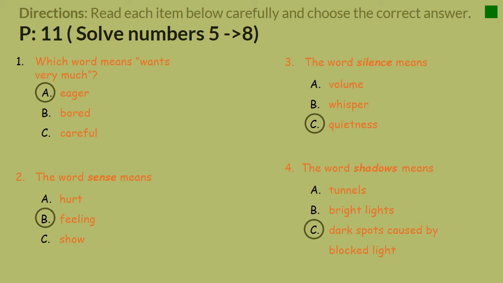Number 4, the word shadows means tunnels, bright lights, or dark spots caused by blocked light. What do you think? Yes, yes, miss, we know it. Shadows mean dark spots caused by blocked light.